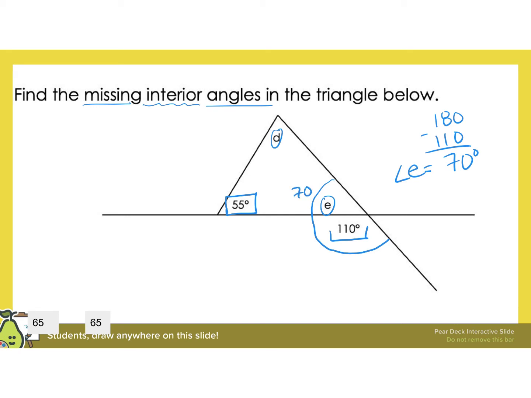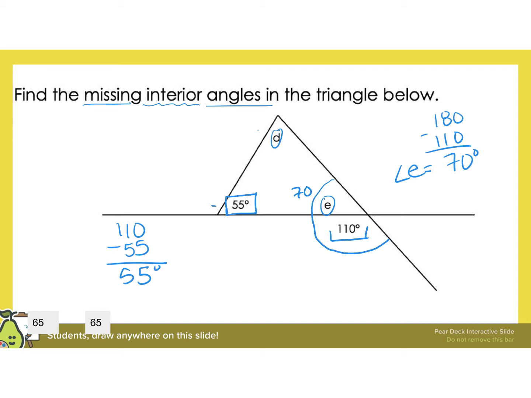All right. Couple ways to get D. I know if I add 55 to D, I'm going to get 110. So that means if I do 110 minus 55, I'm going to get angle D. So it's also 55 degrees.